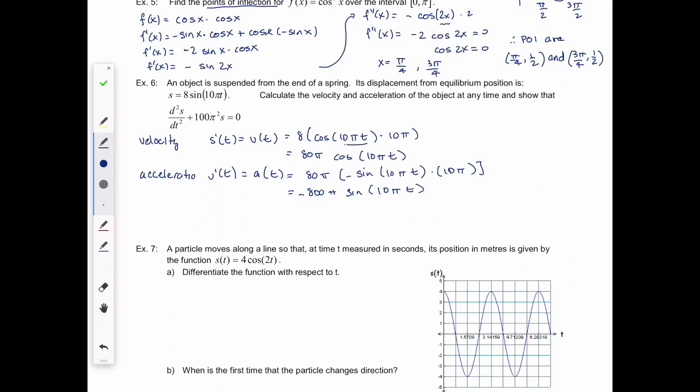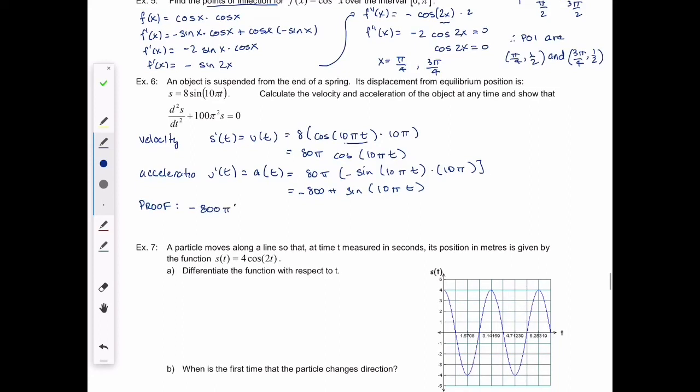So we did our first second derivative for velocity and acceleration. Next thing we have to do is prove it. So here's my proof. It says that we have the second derivative with respect to t, so my second derivative with respect to t is equal to negative 800 pi squared sine of 10 pi t, plus 100 pi squared s. S in this case was 8 sine of 10 pi t. And we have to see if this is equal to 0.